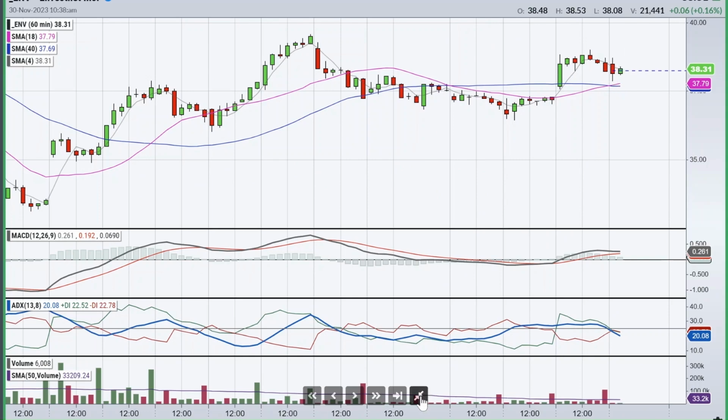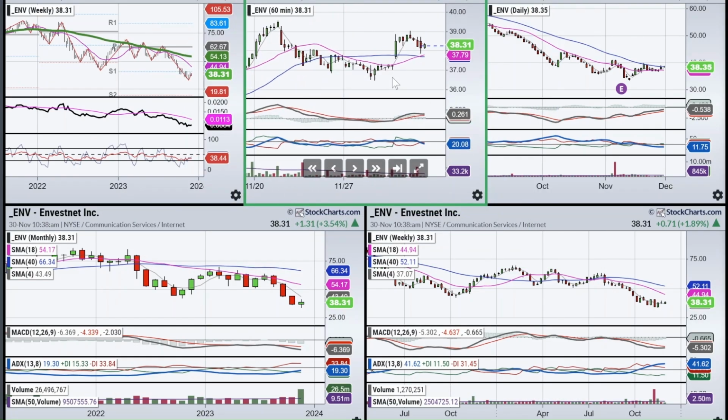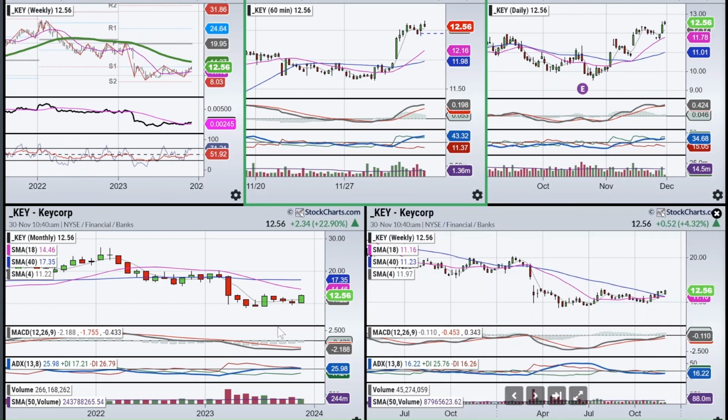You could trade it for a little bit of a swing here. But again, play it really tight to the vest because of what's going on in the MACD on the daily chart. All right, let's look at the Keycorp here.